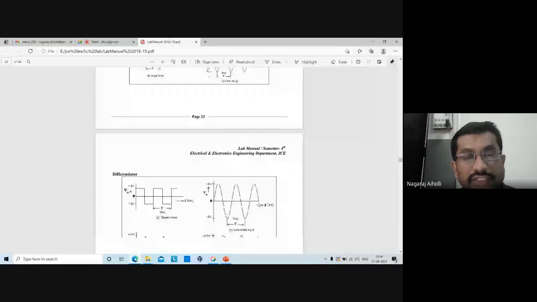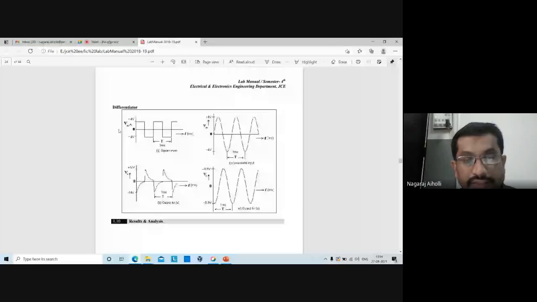Then if you differentiate a square waveform, you'll get spikes like this at the output. Differentiation of a sine waveform is a cosine waveform again. Correct? So like this, we are performing addition, subtraction, integration, and differentiation using the op-amp IC.